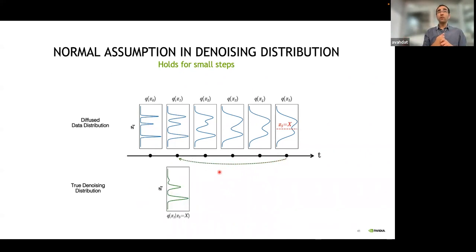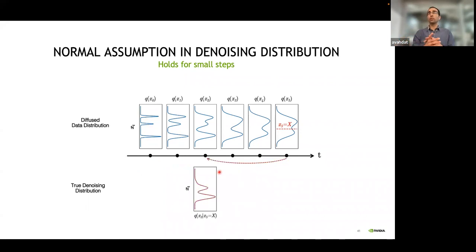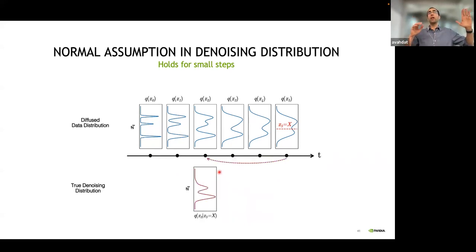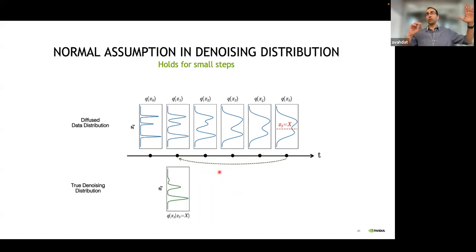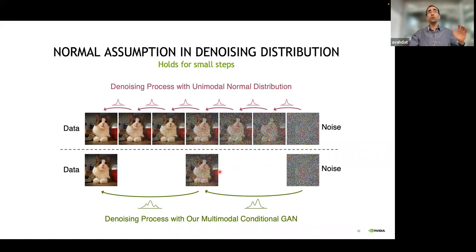So basically what we observe is that if you want to denoise for a very small step, this normal assumption that is used in denoising diffusion models holds. But if you want to denoise for a very large step, you have multimodality in the denoising, and that normal assumption would break. So in this paper, we just propose something very simple.